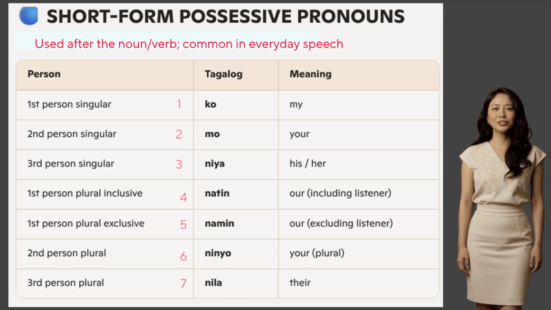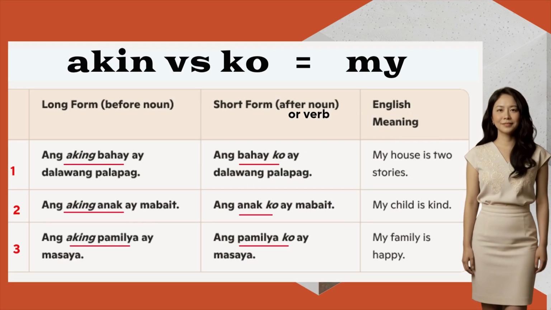These 7 words are the short forms. They always appear after the noun or after the verb they describe. So for the long form, we have 7, and for the short form, we have 7. Now let's break it down and start with akin versus ko.